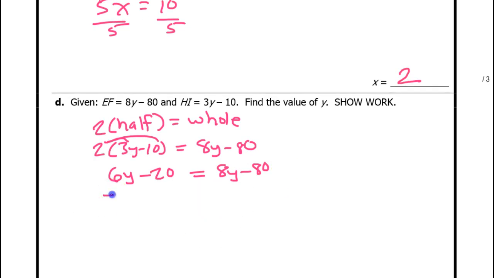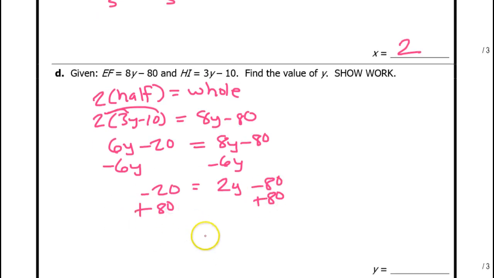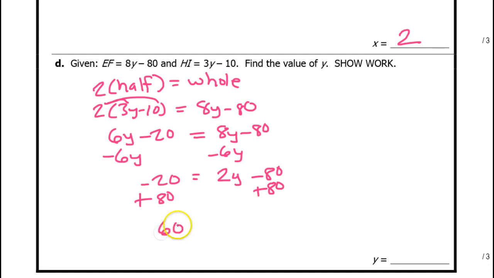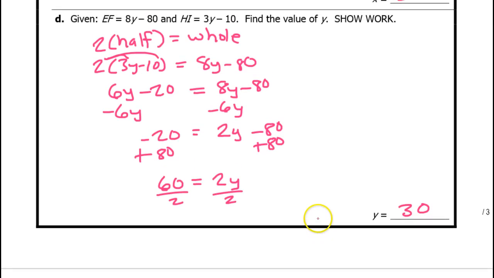Okay, so I think I will subtract 6y from both sides just to keep the y's positive. So then I have negative 20 is equal to 2y minus 80. And then I would add 80 to both sides. So that's going to give me 60 is equal to 2y. And then if I divide both sides by 2, I get y is equal to 30. And here endeth the lesson.